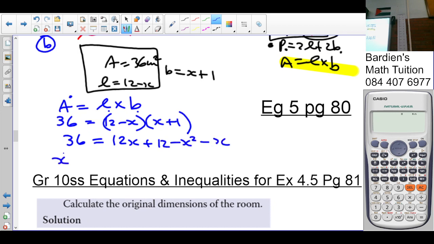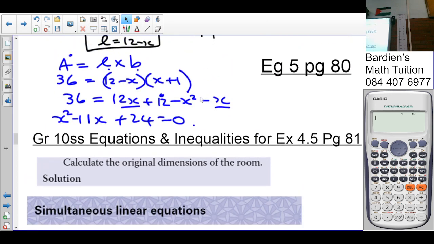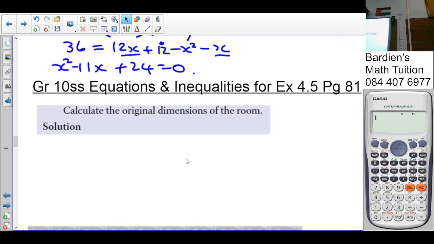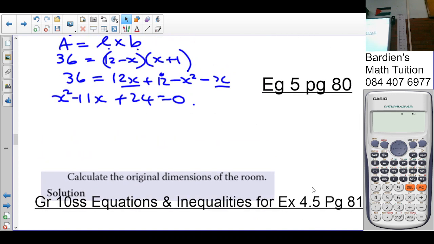When you bring it to one side, it becomes x squared plus 11x. You bring it over, it becomes minus 11x. So it's going to be 36 minus 12, which is 24. So it's x squared minus 11x plus 24. So what does that now become again to us? That is again a trinomial. So let's factorize a trinomial.